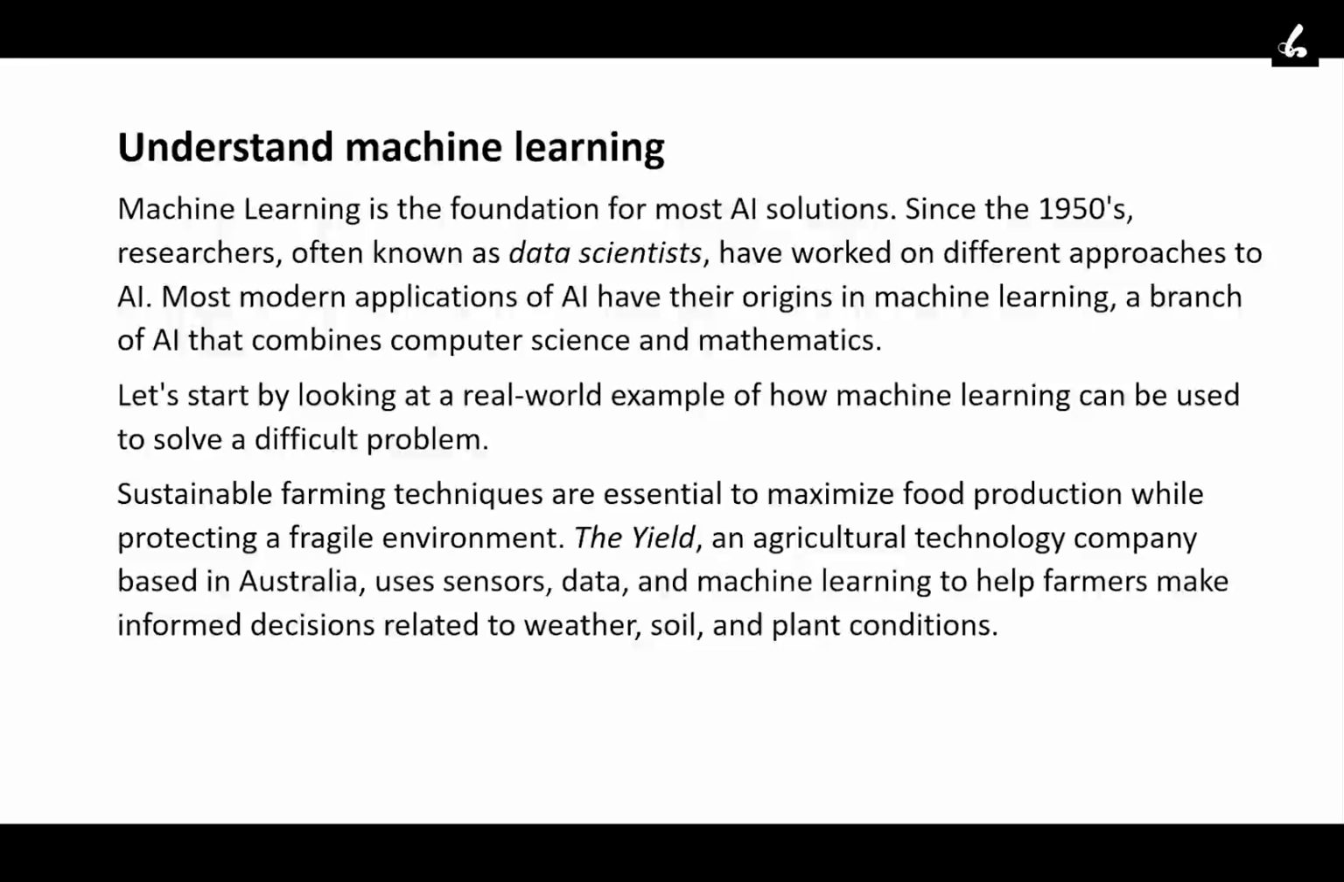So for developing that yield, an agriculture technology company, suppose it's based in Australia, uses the sensors, data, and machine learning to help farmers make informed decisions related to weather, soil, and plant condition.